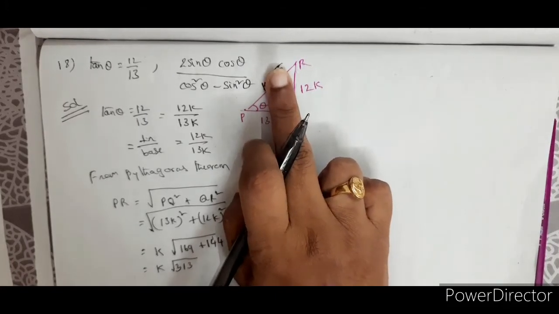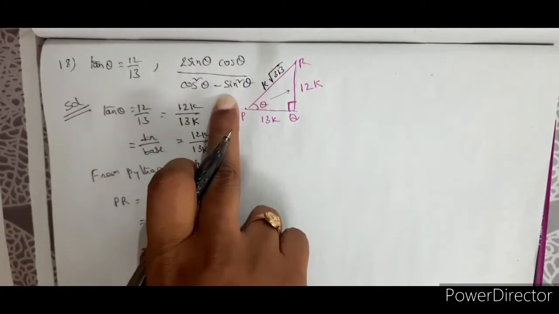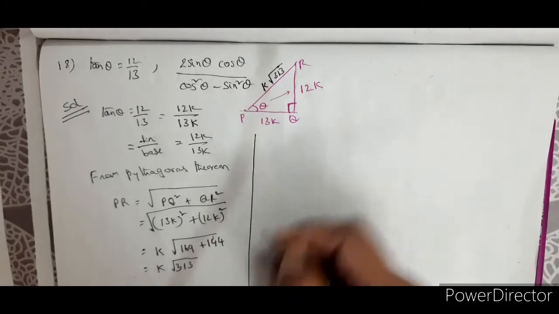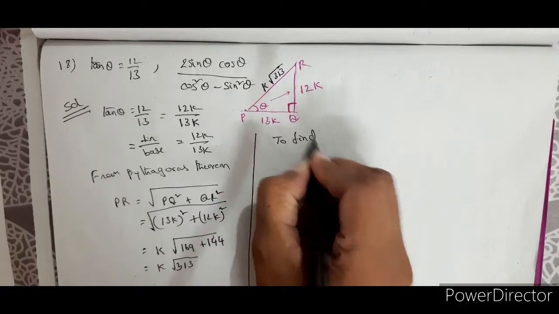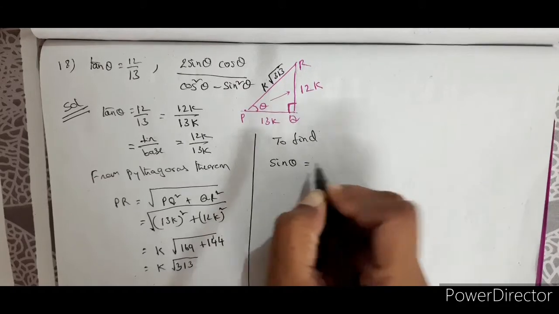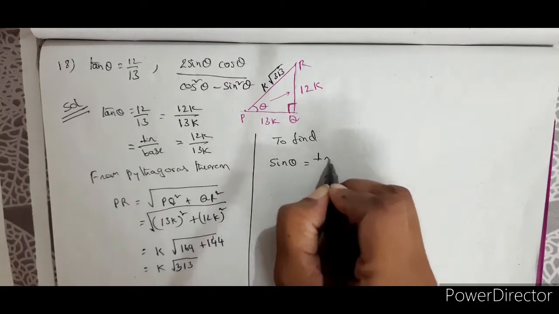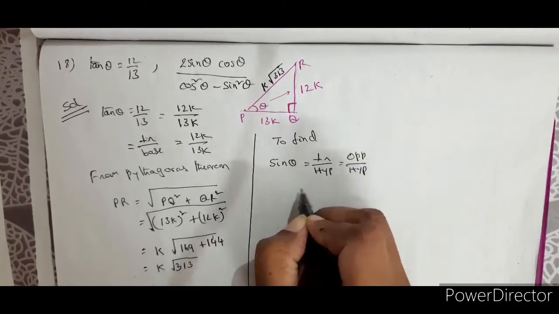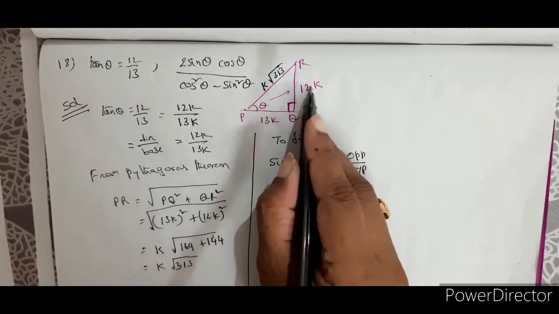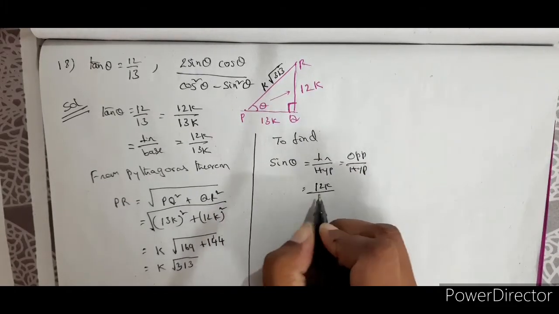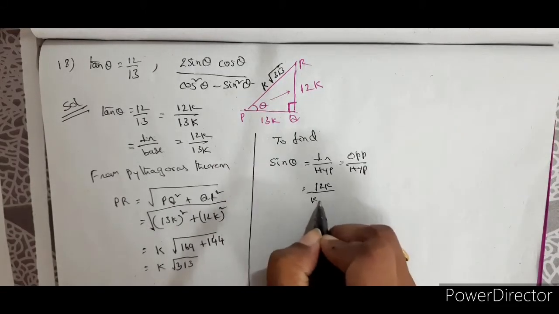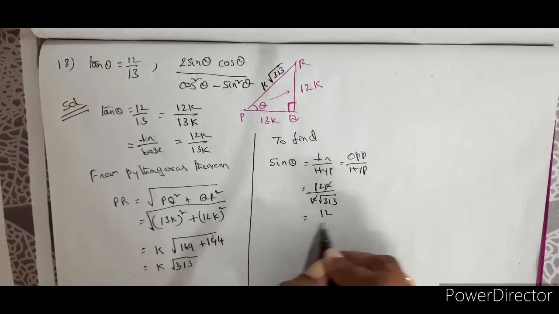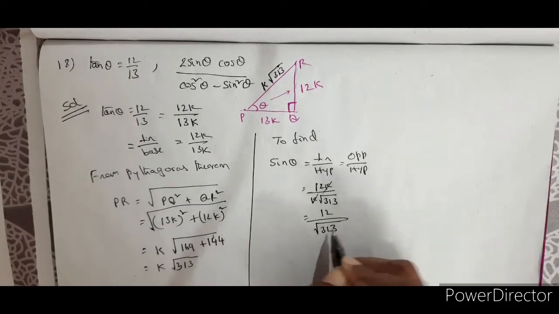What is the next part? Yes, to evaluate this particular expression, we need sine and cos functions or the ratios. So therefore now to find sine theta, what is sine theta equal to? It is perpendicular by hypotenuse, or what we call as opposite by hypotenuse. So in this particular triangle, for this theta, this is the opposite one. So 12k by hypotenuse is k into square root of 313. K will get cancelled. So 12 by square root of 313 is sine theta value.